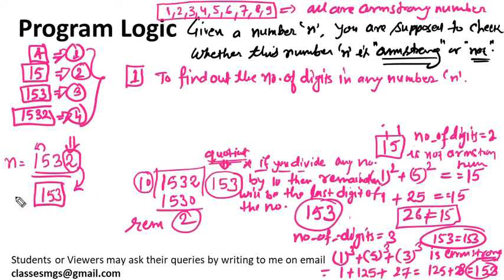Let's suppose we divide 153 again by 10. Then what will you get? Again you will get the remainder as the last digit, and the remaining number after removing the last digit will be the quotient. So 15 will be the quotient, and what will the remainder be?